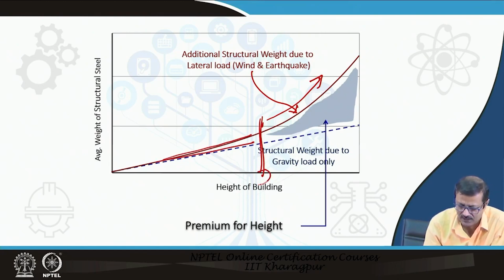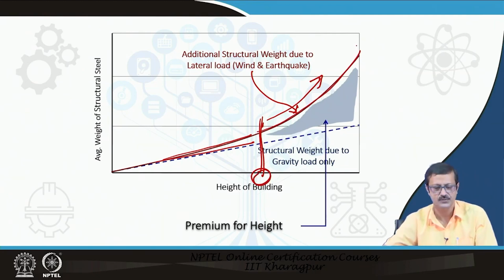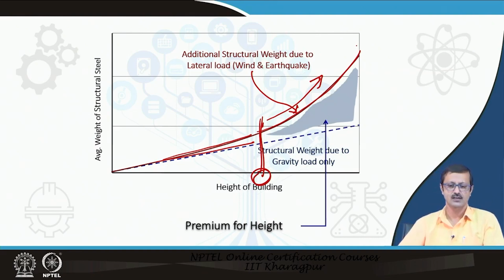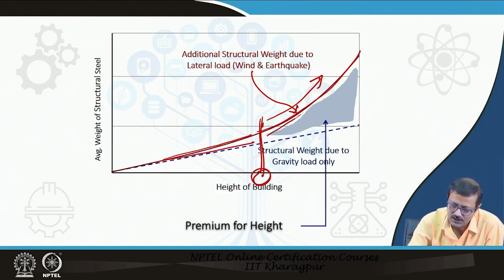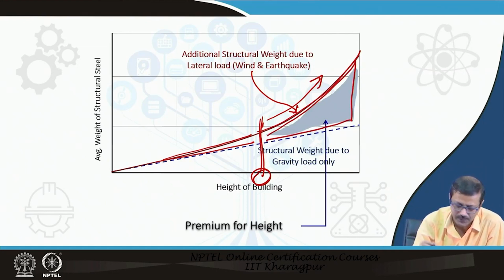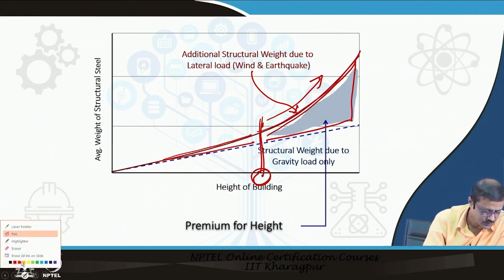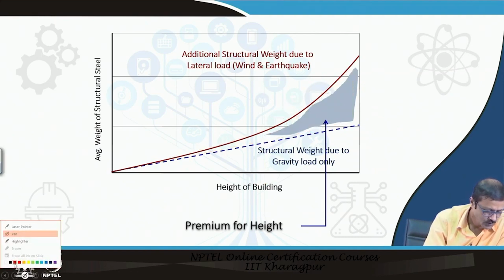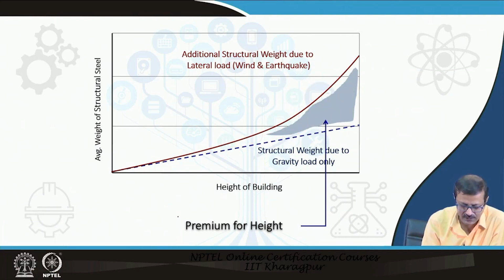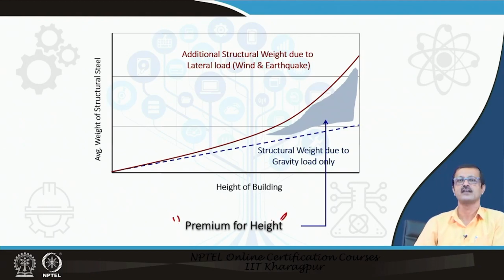After a certain height of the building, this particular amount of steel required for the lateral load is just flying, shooting up, and the extra amount of steel you require. So, this is the extra amount of steel in the patch I have shown. So, this extra amount of steel, the F.R. Khan told, is the premium for height.